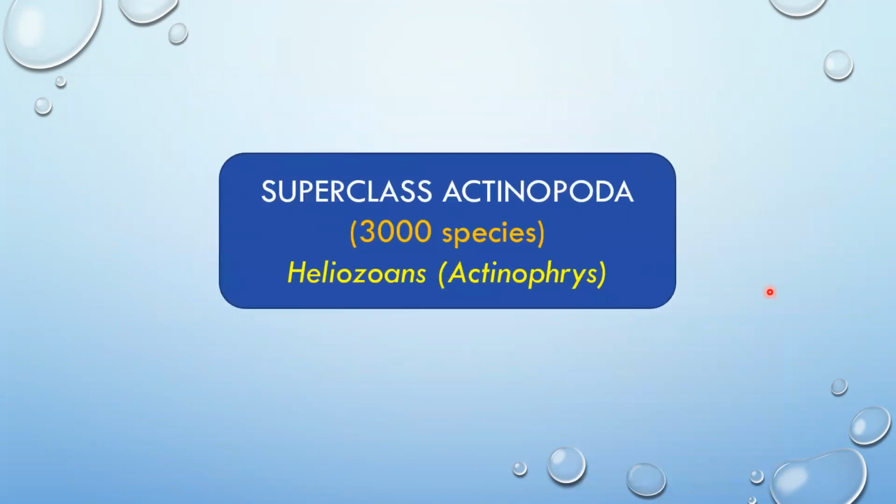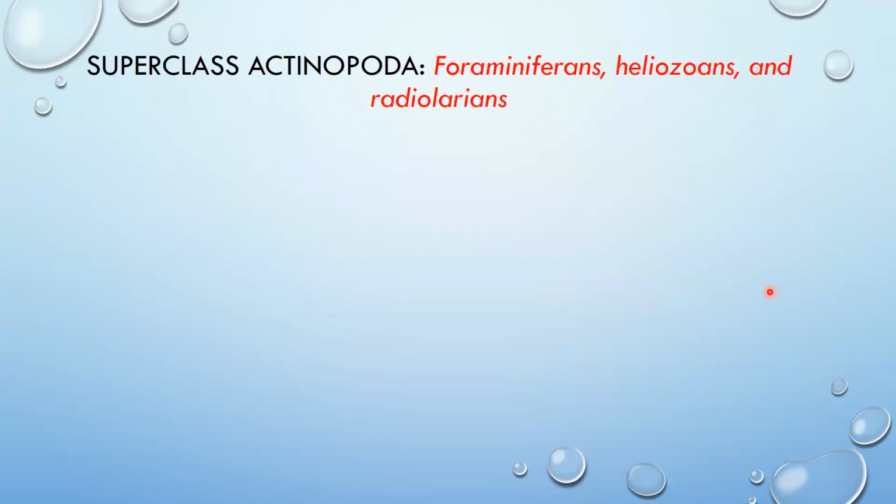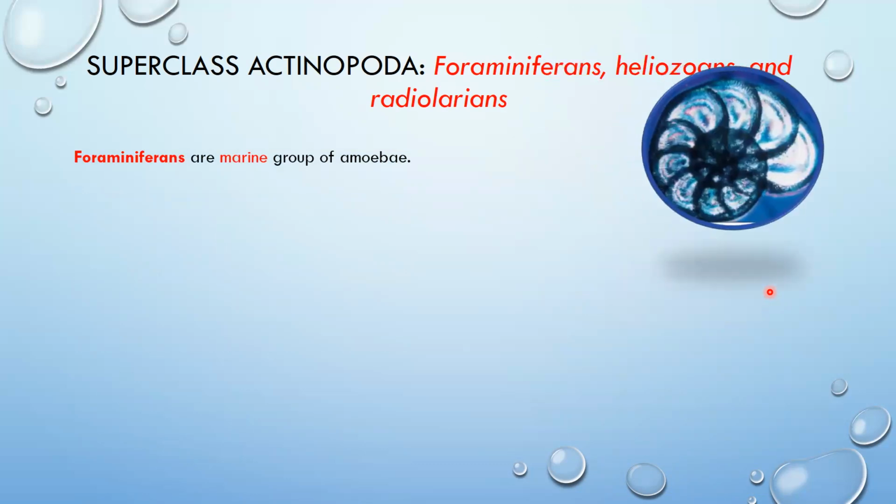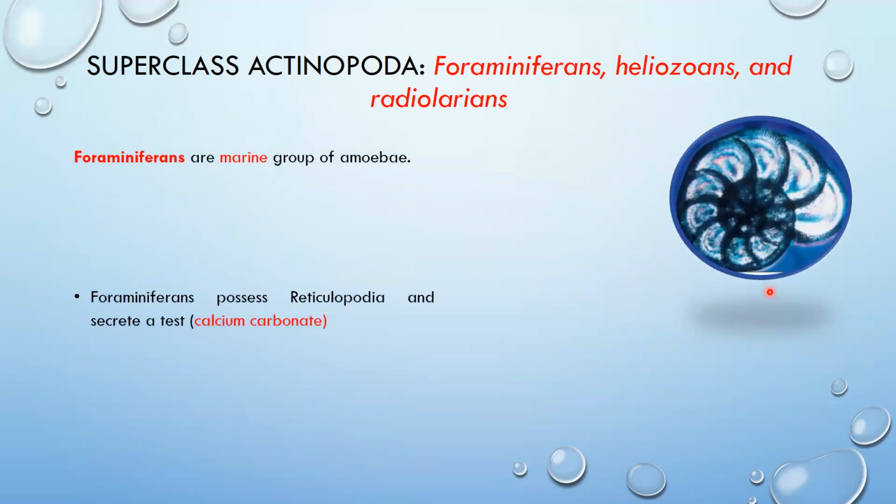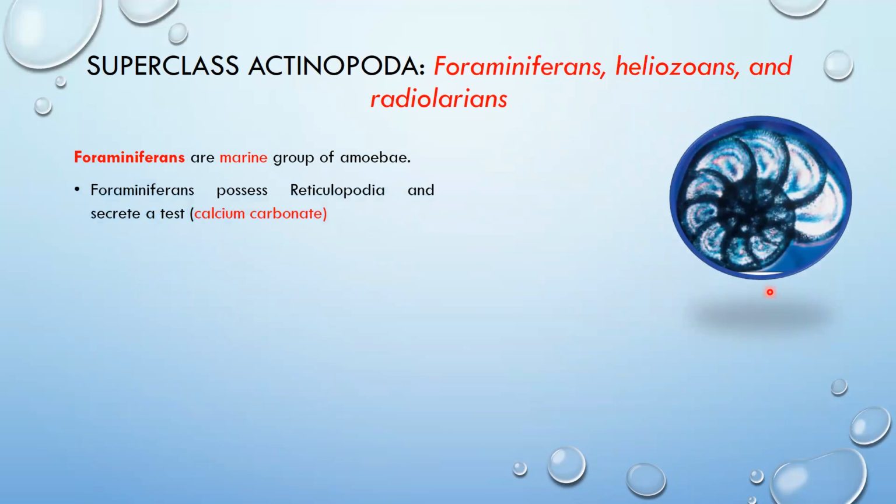Now we have superclass Actinopoda with 3,000 species, which includes the foraminiferans, heliozoans, and radiolarians. So first of all, foraminiferans. These are a marine group of amoeba. This one is a diagram of foraminiferans. They possess reticulopodia and secrete a test made up of calcium carbonate.